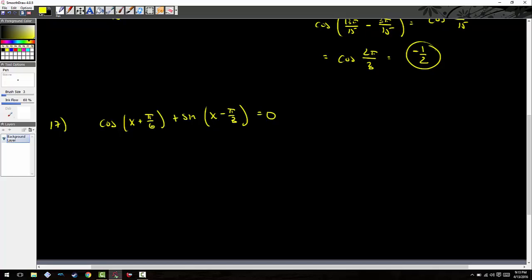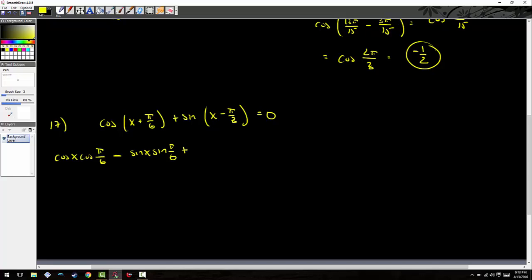So what does that look like expanded? It looks like this: cos x cos pi over 6, minus, because I'm adding in the middle so I'm going to subtract on the outside, sine x sine pi over 6. Okay, so that's what this first portion became.